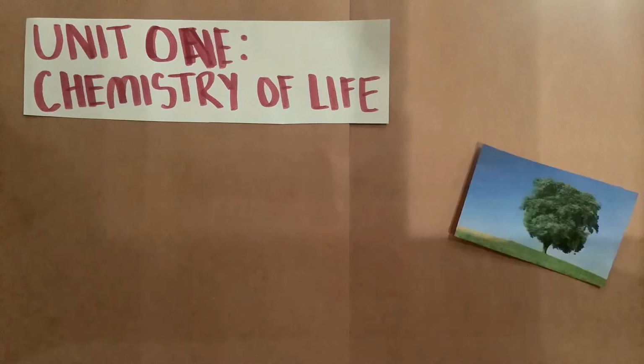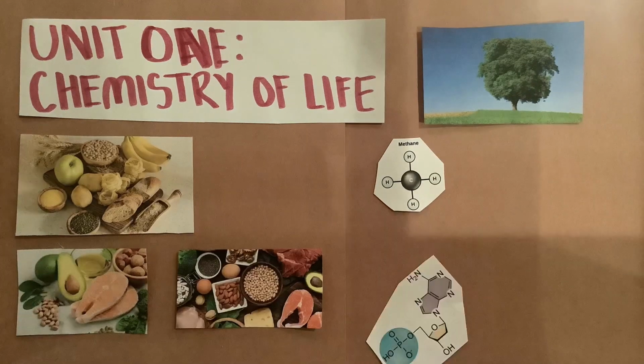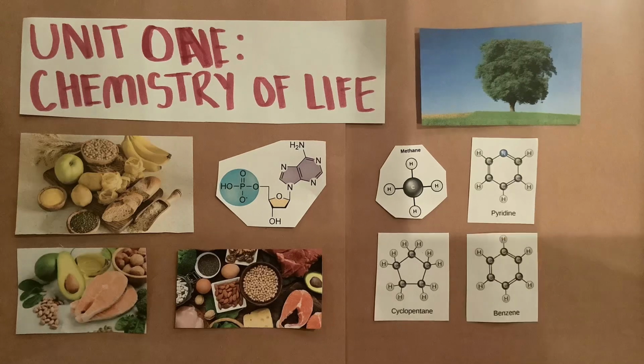Unit 1, Chemistry of Life. Put simply, life is made through the presence of carbon. These carbon compounds of carbohydrates, lipids, proteins, and nucleic acids make up around 25% of all living things.